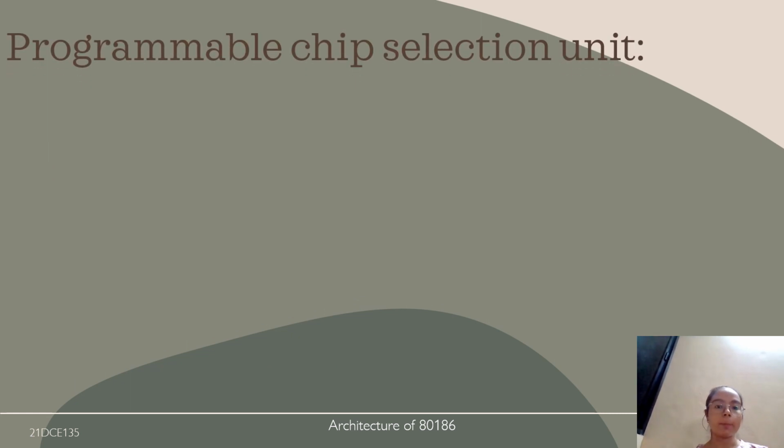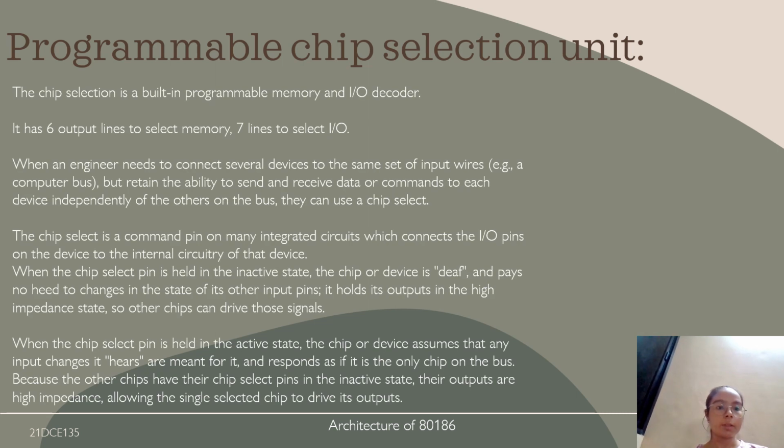And there is a programmable chip selection unit. It is used to select the chip and register. The chip selection unit is an inbuilt programmable memory and I/O decoder. It has 6 output lines to select memory and 7 for I/O select. The chip select is a command pin on many integrated circuits which connects the I/O pins on the device to the internal circuitry of the device.